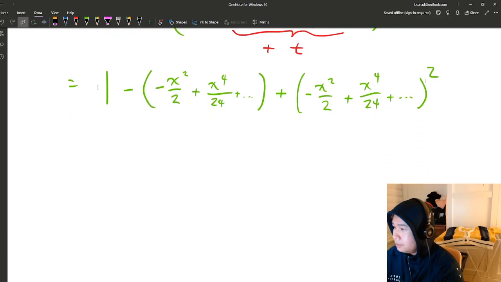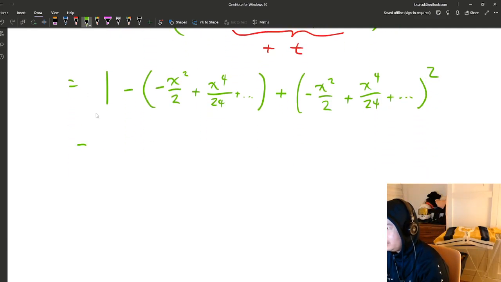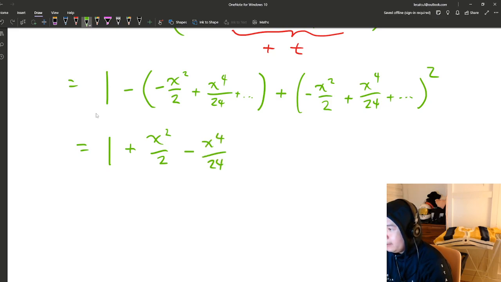Yeah, okay. I jumped ahead of the gun. So this is going to be 1 plus x squared over 2 minus x to the power of 4 over 24. And then technically there is more, but these are higher powers of x, so x to the power 5 and more.